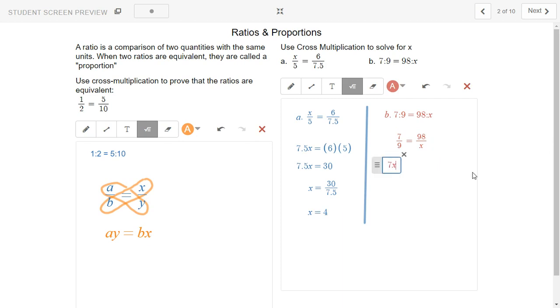So 7x is equal to 98 times 9. Let's continue on. 7x is equal to 882. And then we divide both sides by 7. And we have x is equal to 126.